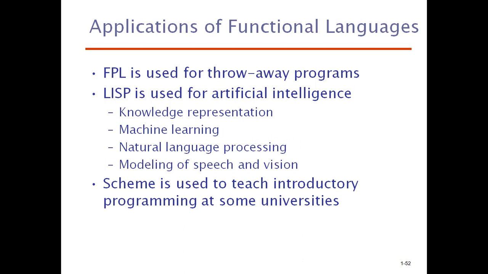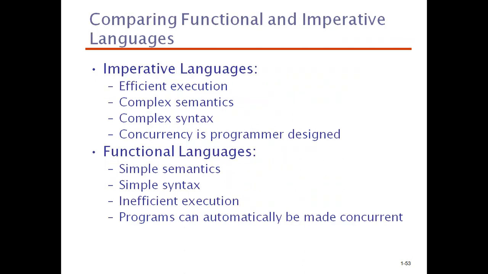Comparing the functional and imperative languages. Basically, imperative languages are efficient in execution because most of the imperative languages are compiled languages. Complex semantics and complex syntax are also available. At the same time, in imperative languages, concurrency is programmer designed. That means we have seen the multi-threading concept within Java, C, C++ and Python, where the programmer can design their concurrent programming or concurrent execution of the programs.